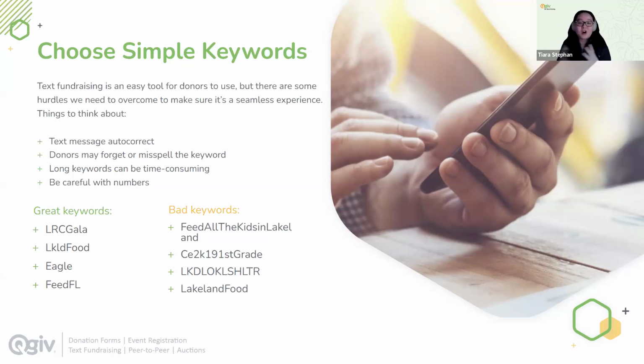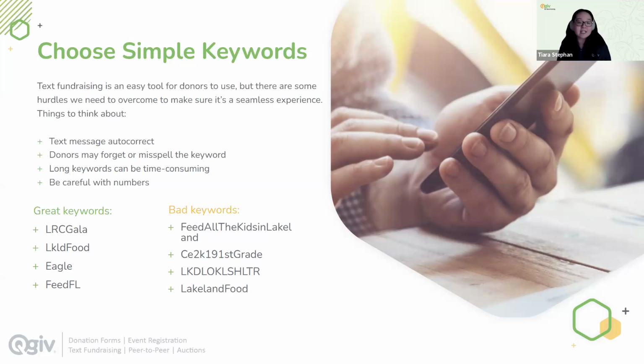Instead, choose simple, short keywords. Longer keywords provide more opportunity for misspellings, and they're easier to forget. You can also use acronyms or abbreviated spellings where possible. This eliminates that issue of long keywords completely. You also want to use natural text casing. Phones will automatically capitalize the first letter of words, so if your text fundraising platform is case sensitive, that is an important thing to keep in mind.